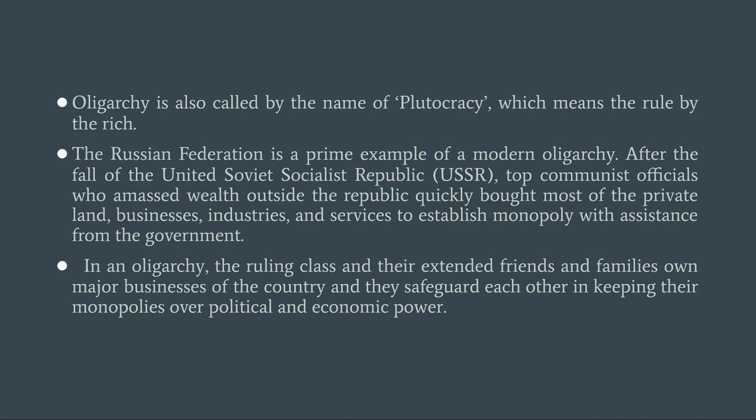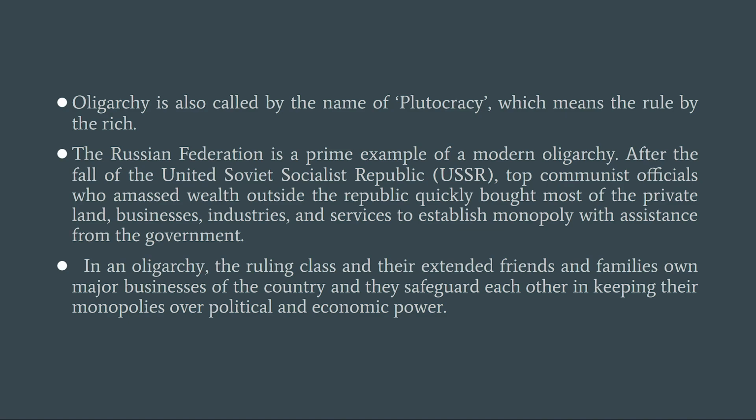The Russian Federation is a prime example of a modern oligarchy. After the fall of the Union of Soviet Socialist Republics, or USSR, which was the biggest socialist republic in the world, top communist officials who amassed wealth outside the republic quickly bought most of the private land, businesses, industries, and services to establish monopoly with assistance from the government. In a socialist country, amassing wealth is frowned upon. So, what do the leaders do? They take the wealth and amass it outside their country.